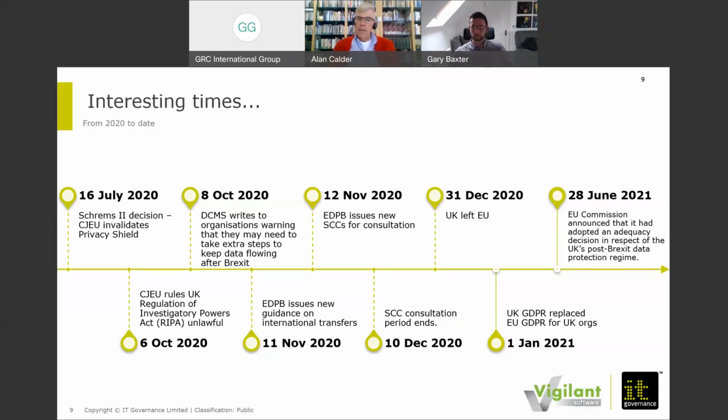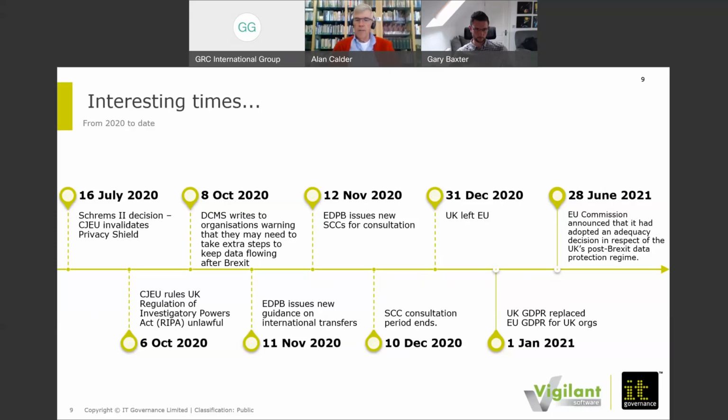The European Data Protection Board, the EDPB, following the Schrems II decision, issued new standard contract clauses for consultation in November and new guidance at the same time on international transfers, essentially saying that while organizations could transfer data to the United States, given the possibility of US government interception of that data, if it's being processed in the States, any controller transferring data would have to ensure that not only were there standard contract clauses in place, but that there were additional safeguards which would make it impossible for the US government to access that data.